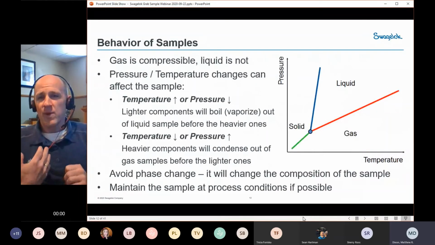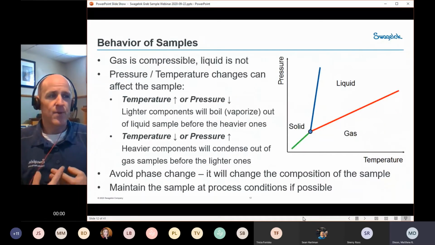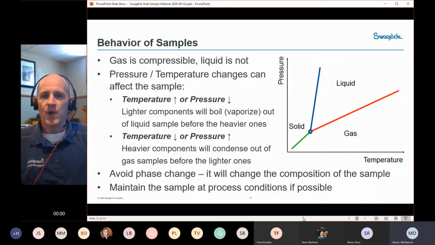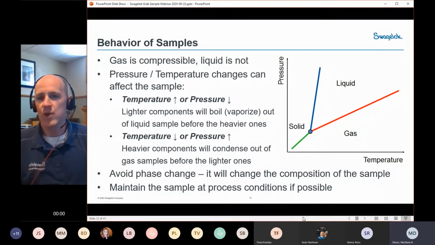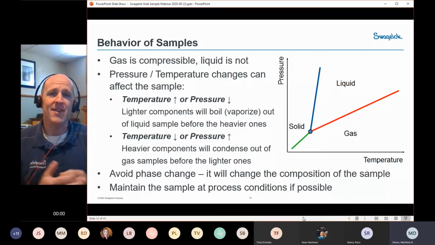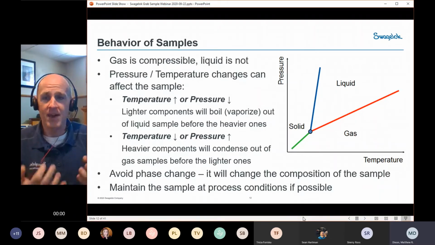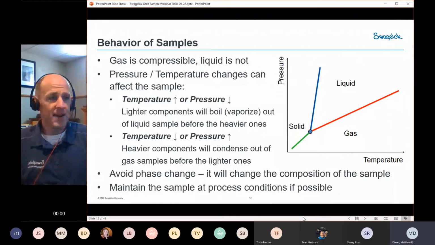Now, so those are some of the basic concepts, but we also have to understand what it is that we're sampling as well. So when we're sampling something, we need to understand the characteristics of that fluid, both in its temperature and its pressure and how it's going to behave in changes. We need to understand whether it's a liquid or a gas, of course. Liquid is going to be incompressible where a gas is not. A gas can be compressed. We also need to, again, understand how the changes in the temperature are going to affect our sample.